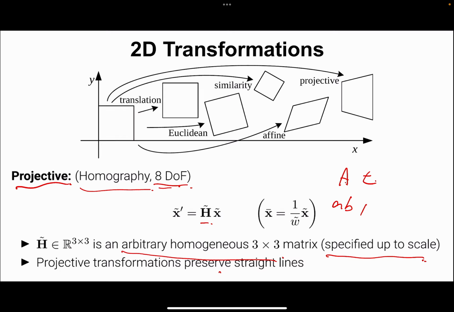Now, with translation, Euclidean distance was preserved; with similarity, angle was preserved; with affine, parallelism was preserved; but with projective, parallelism is not preserved. We are familiar with this, right? In 3D space, 2 parallel lines are parallel, but after a transformation to 2D space, these parallel lines in 3D space become non-parallel in 2D space.